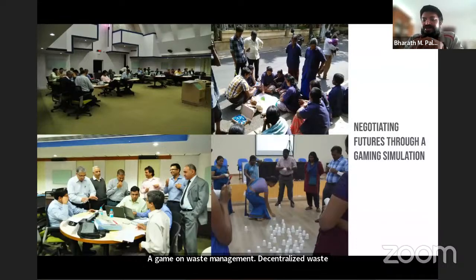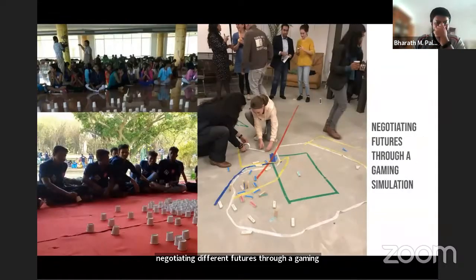If you look at the game at the bottom, we're playing with abstract tokens like paper cups. This is with civil servants in Sri Lanka that we were running this exercise with. In all these contexts, they were negotiating different futures through a gaming simulation. Again, a similar paper cup exercise with two sets of school children in Mysore and Bombay, in two other parts of India, in Karnataka and Maharashtra.